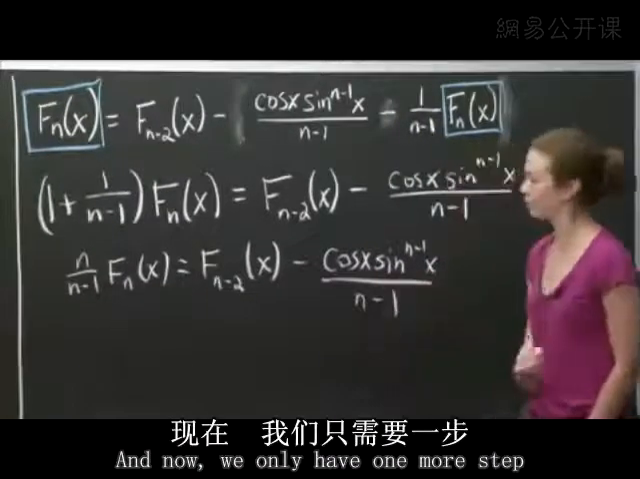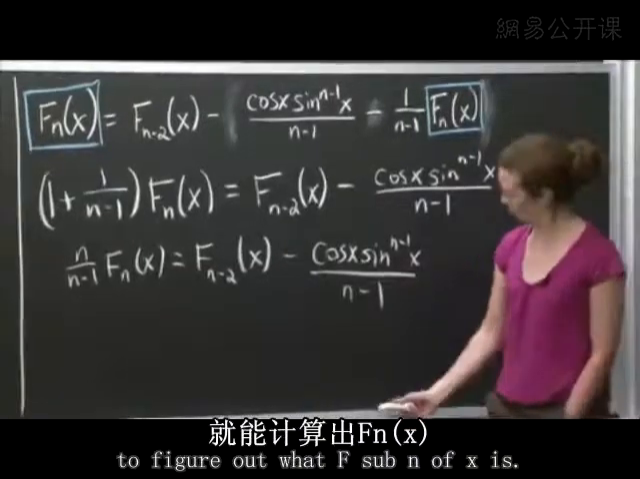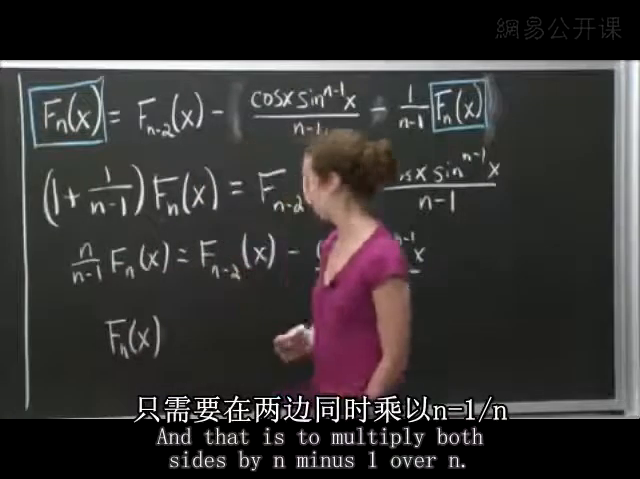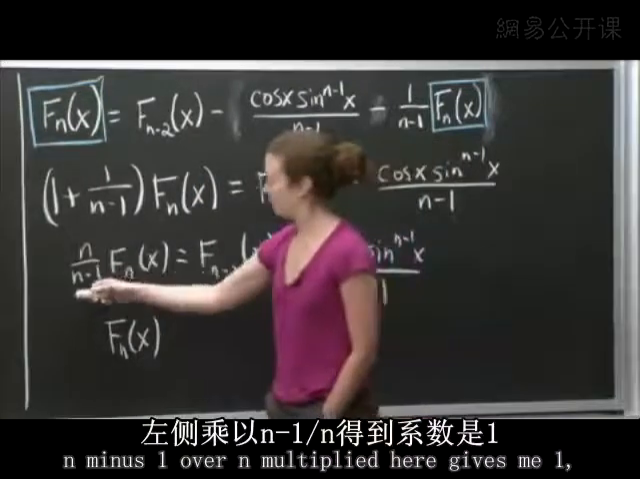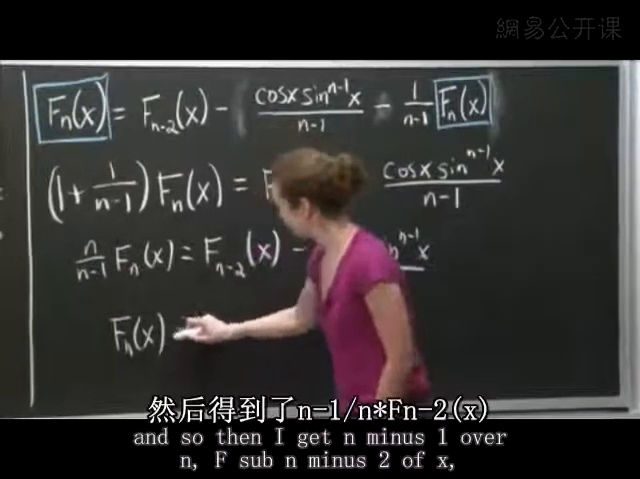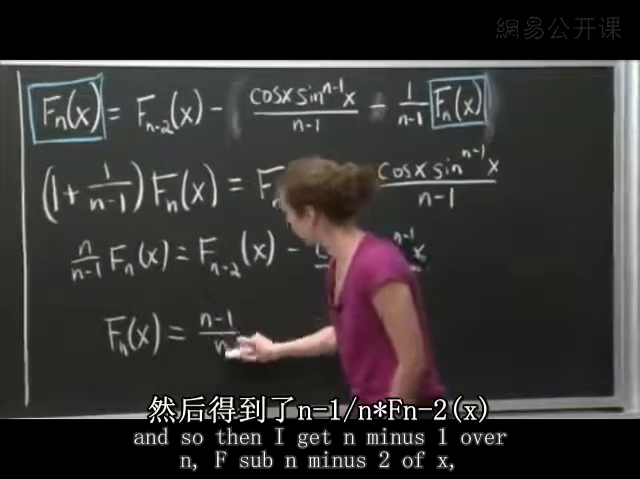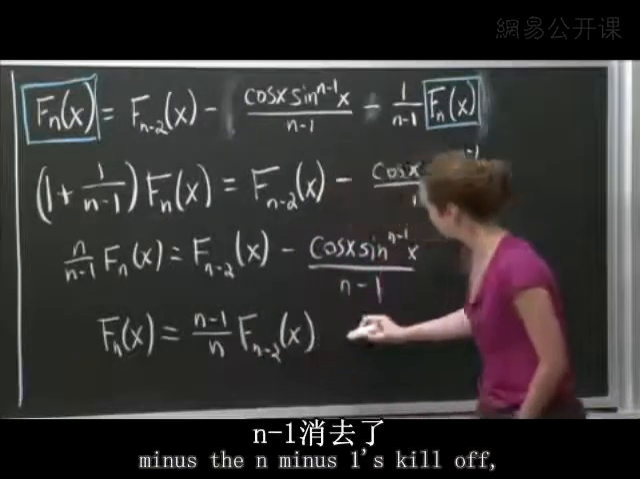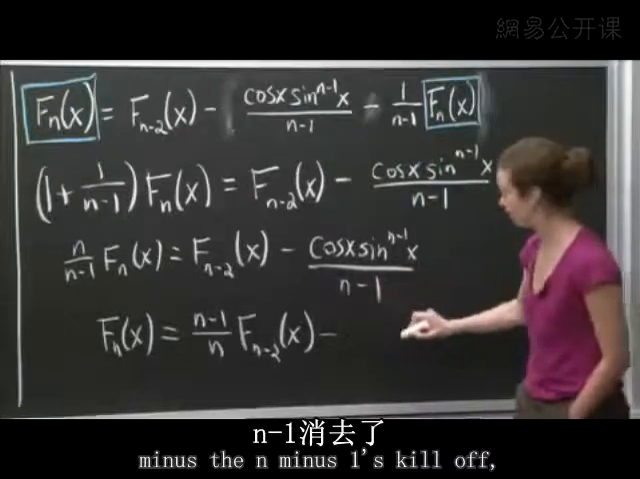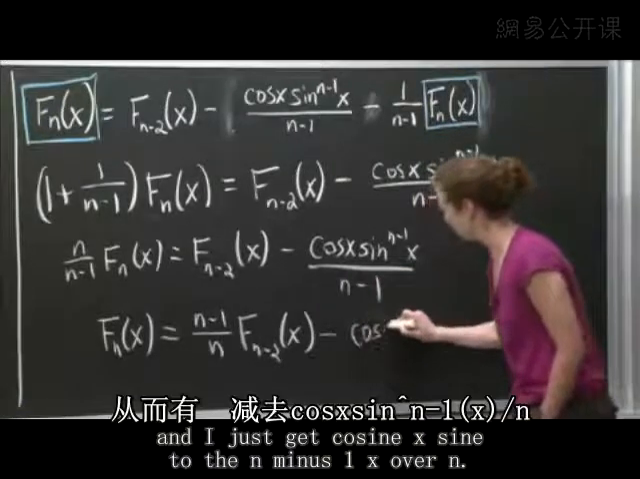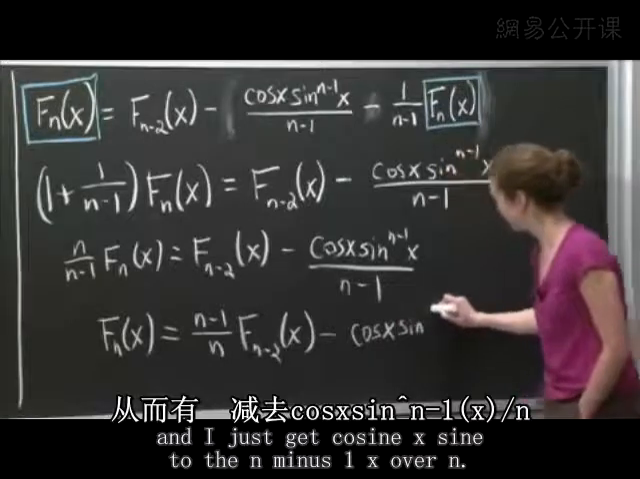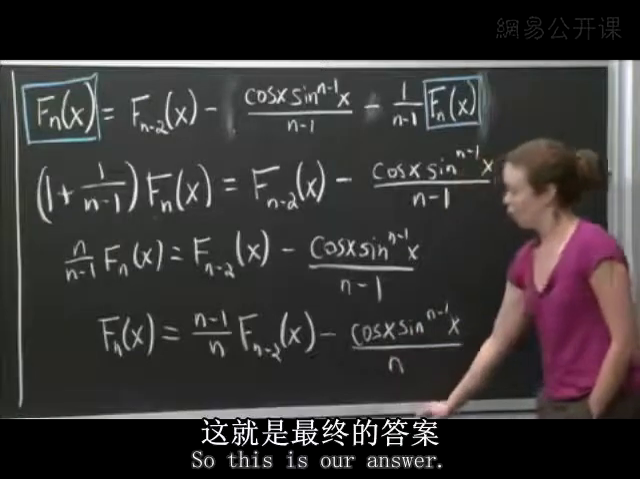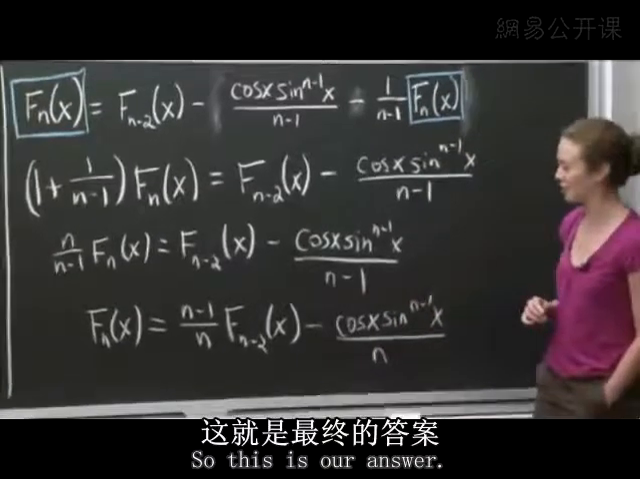And now we only have one more step to figure out what f sub n of x is. And that is to multiply both sides by n minus 1 over n. N minus 1 over n multiplied here gives me 1. And so then I get n minus 1 over n f sub n minus 2 of x minus, the n minus 1's kill off, and I just get cosine x sine to the n minus 1 of x over n. Whoo-wee! So this is our answer.